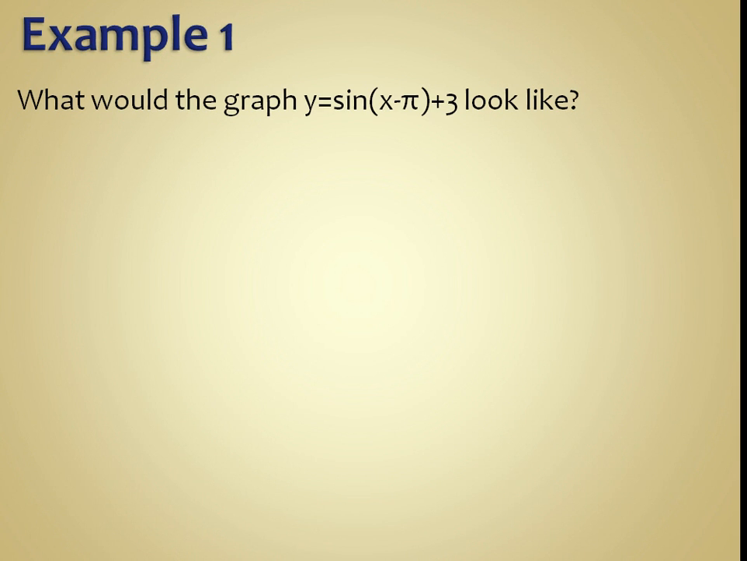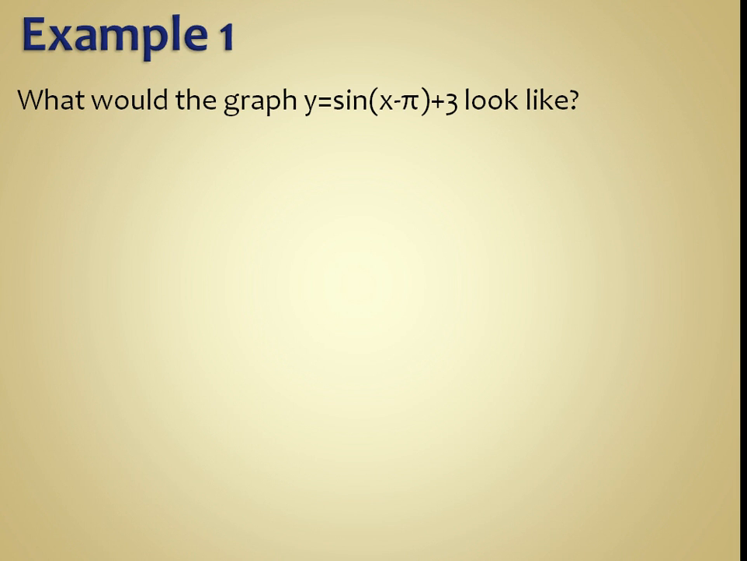So, what would the graph of y is equal to sine of (x minus pi) plus 3 look like? Well, first off, let's see, do we have an a? Yeah, it's 1, so that remains the same. Your amplitude will still be 1. What about your b? Well, your b is also 1, so your period will also remain the same. It's still going to be 2 pi.